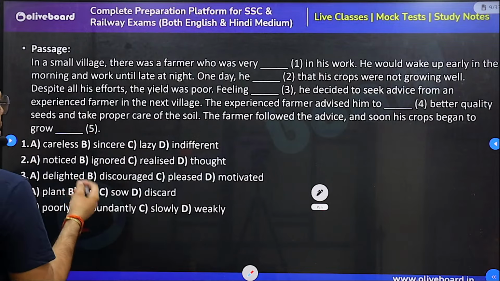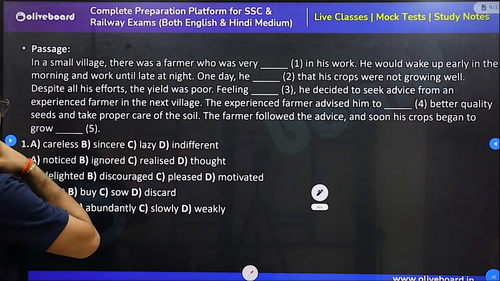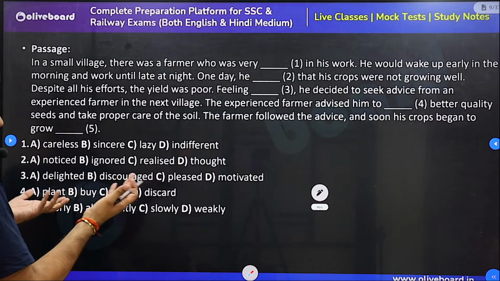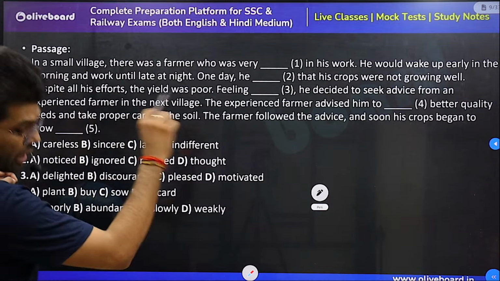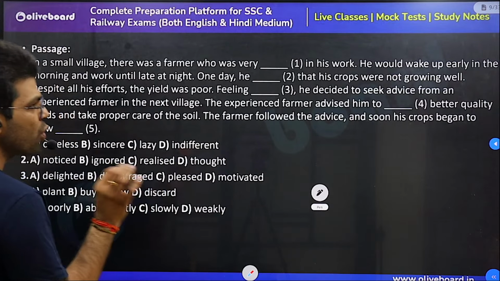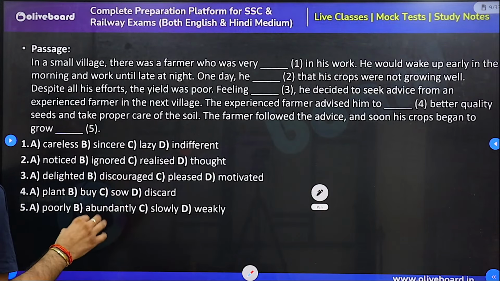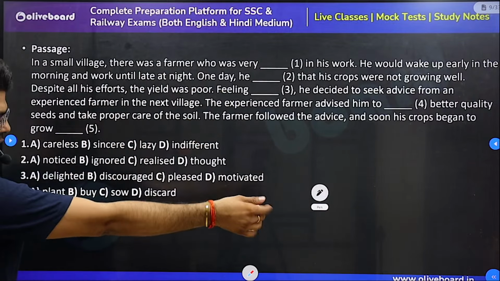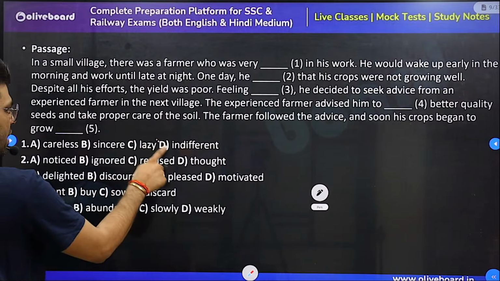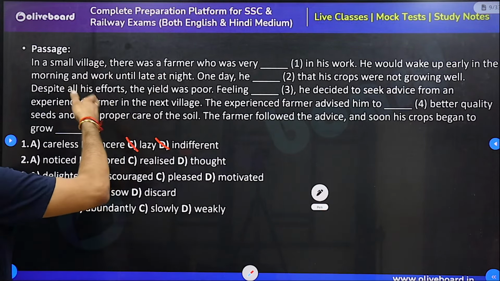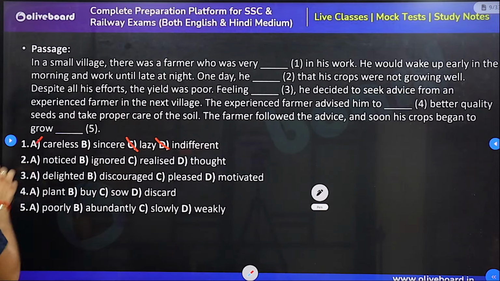In a small village, there was a farmer who was blank space. I don't know, he may be careless, he may be sincere, he may be lazy. Let me check the whole passage. He used to wake up early in the morning. That's a positive sign. He used to work late until night. That's a positive sign. I won't say indifferent, that he doesn't care. I won't say someone who wakes up early and works late until night is lazy or careless. Should be a positive word. Honest, sincere, hardworking, such.